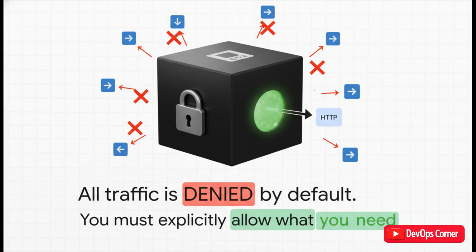It is non-negotiable. By default, they deny everything, all traffic. Nothing gets in and nothing gets out. It starts as a completely sealed box. It is up to you to poke holes in it by creating rules that explicitly allow the specific traffic you need. It's what we call a secure by default model.